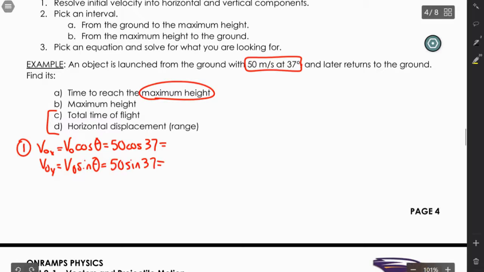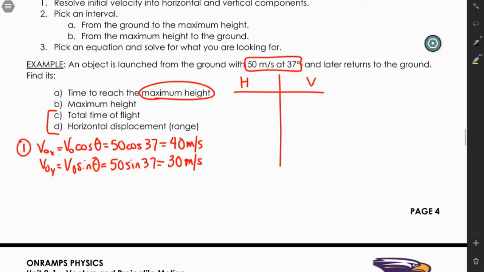Now, this is a 3, 4, 5 triangle, in case you didn't realize, but all you have to do now is plug it into your calculator, making sure you are in degrees. And you'll find that the x component is 40 meters per second, and the y component is 30 meters per second. And so now we're going to write our functions, just like we did before when we did the launch horizontally. And so our functions don't change.